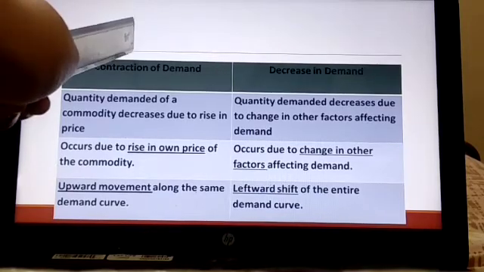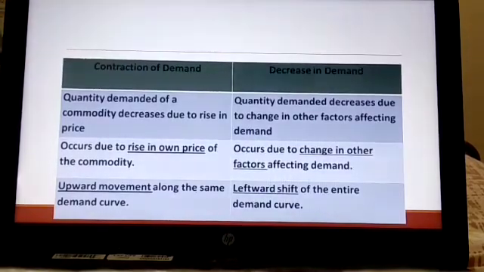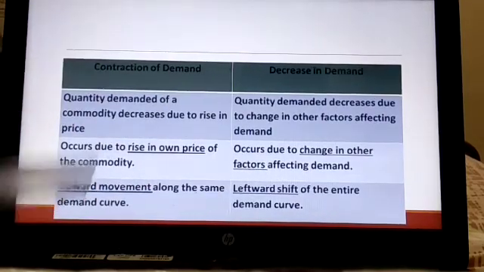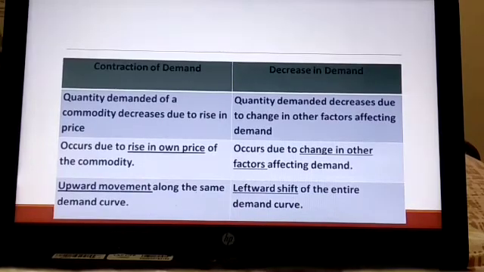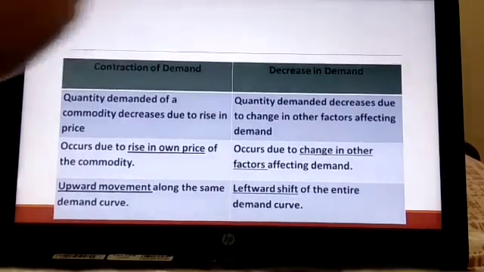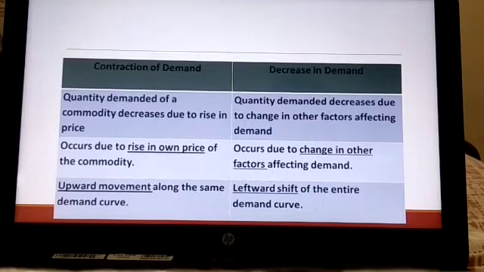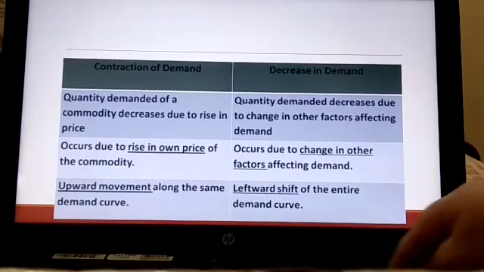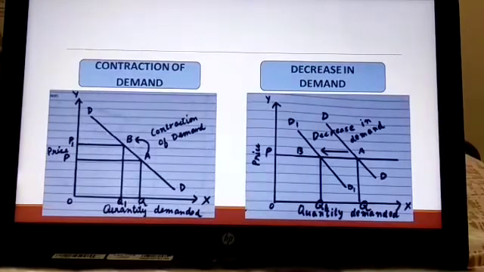This is a concept of movement. This is a concept of shift. In contraction of demand, there is an upward movement along the same demand curve. And in decrease in demand, there is a leftward shift of the entire demand curve. Now, we come to the last diagram.